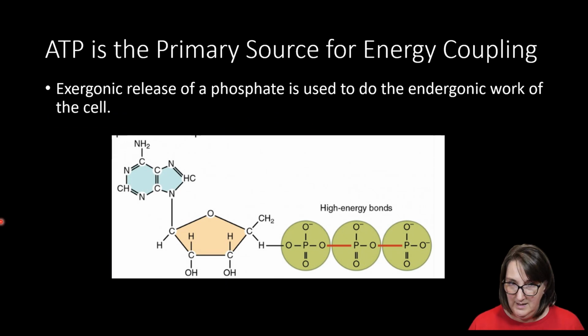The exergonic release of this phosphate, this one right here, is going to be used to do the endergonic work of the cell. So these bonds are really high energy because look at all these O's. Remember, all those O's, super electronegative. They do not like being by each other. They want to leave. And this one is going to very easily pop off when it gets the chance. And as it does, it's going to break this bond and it's going to release energy. And this phosphate is going to be enough to cause an endergonic action, or endergonic work, to be a process inside that cell.